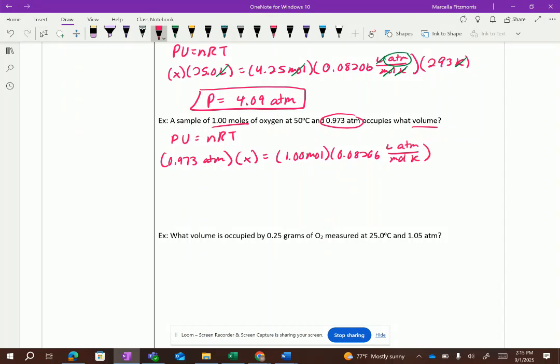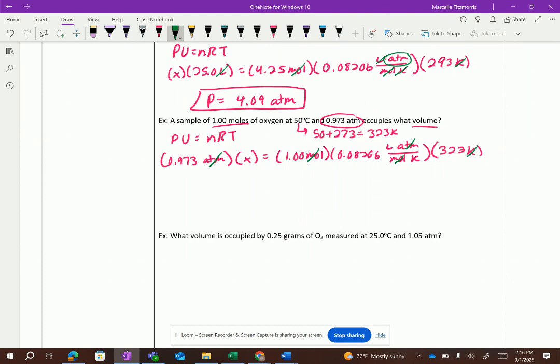Okay, one last one of this. Pervnert again. Pressure in this case, they gave me 1.05 atmospheres. Volume, liters, they did not give me liters, they're asking me for it. Moles, they did not give me moles, but they gave me grams.